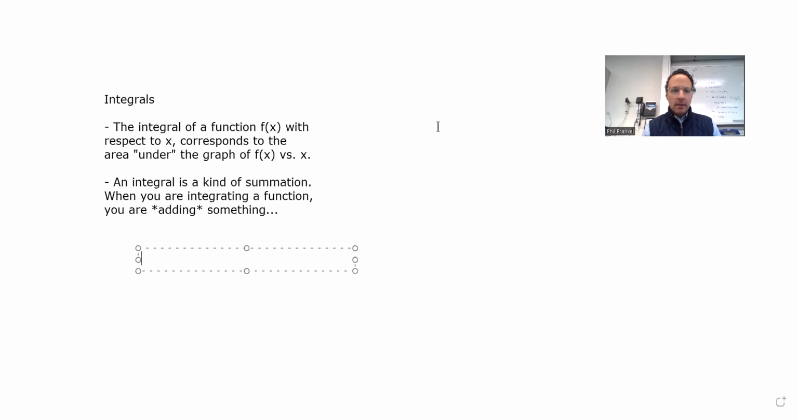There are two different ways I think of integrals. First of all, the integral of a function, f of x, with respect to a variable x, geometrically corresponds to the area underneath the graph of f of x versus x. I'll show you that pictorially in just a moment. Also, what an integral is at its heart is a kind of summation. When you're integrating a function, you're adding things together.